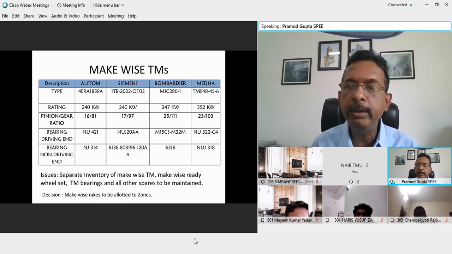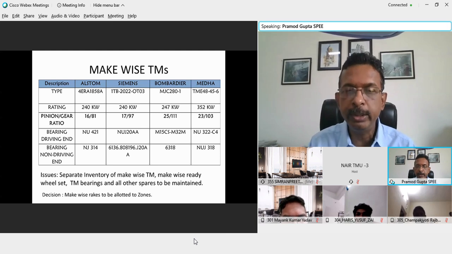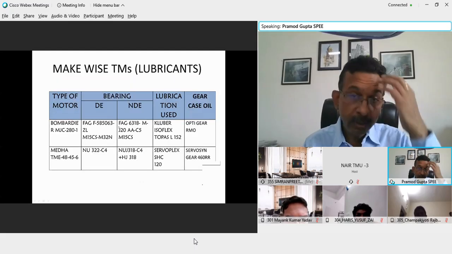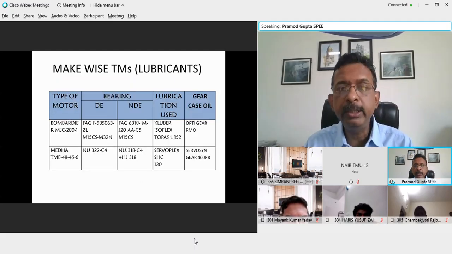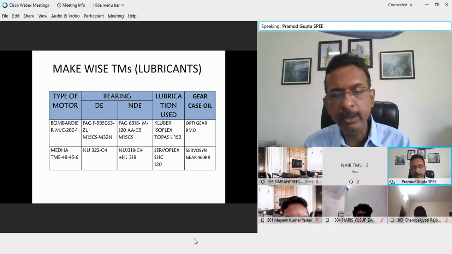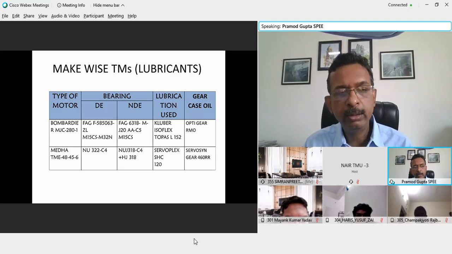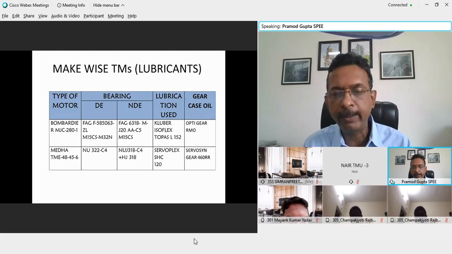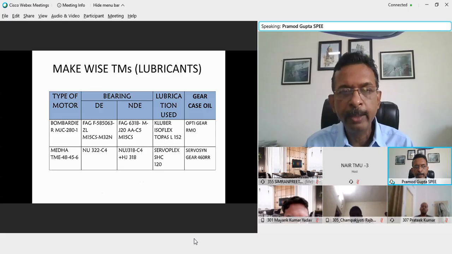So this decision has already been taken by the Railway Board and communicated for the ease of maintenance. Similarly, the bearings are also different. Again, you don't have to remember this. So the inventory increases if we want to have all types of rakes in all the zones.